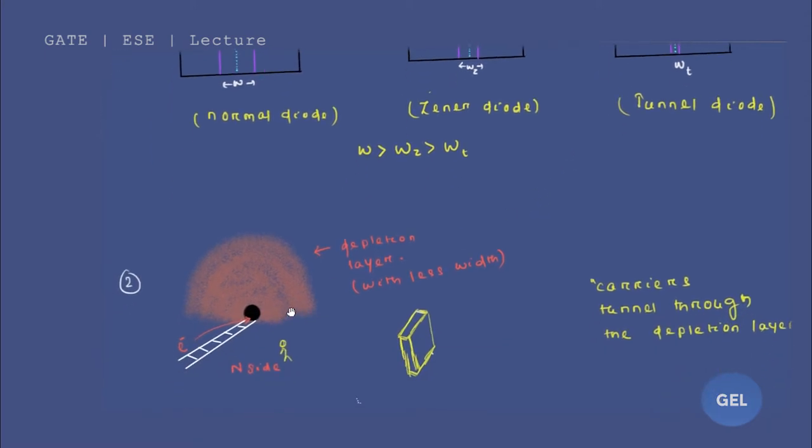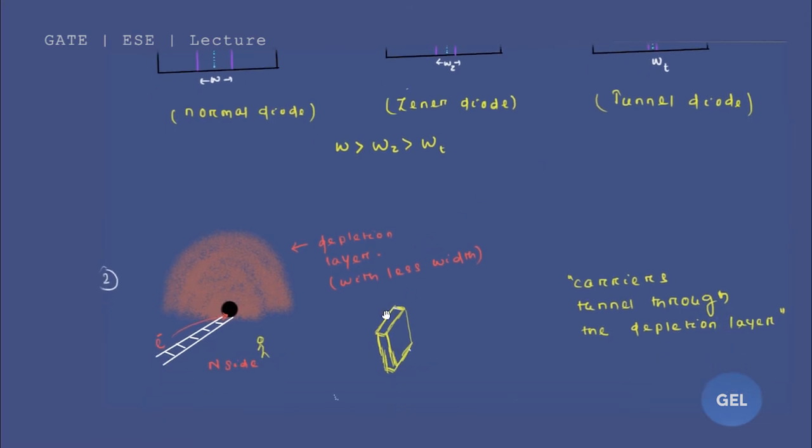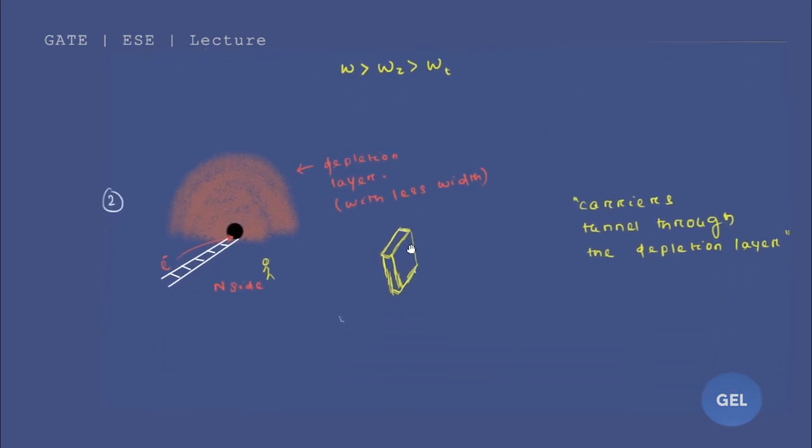Now look here. What is this, sir? A hill. What is this, sir? This is a tunnel, sir. Through this line, our train used to move, sir, and it gets into the tunnel of this hill. We saw this, sir. But here, consider this hill as your depletion layer with less width. Look here. This is our depletion layer. Look here carefully. This is our depletion width, having a very small width.